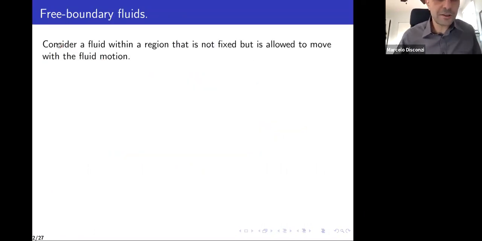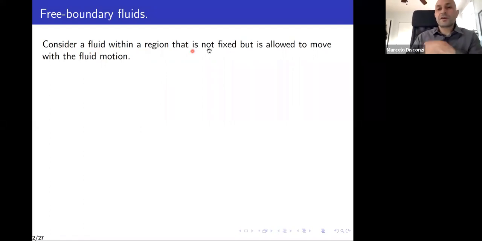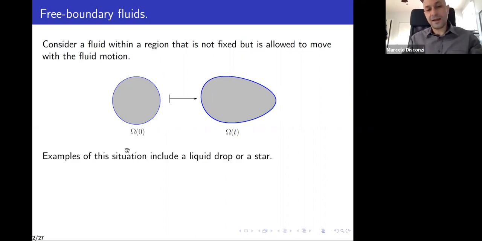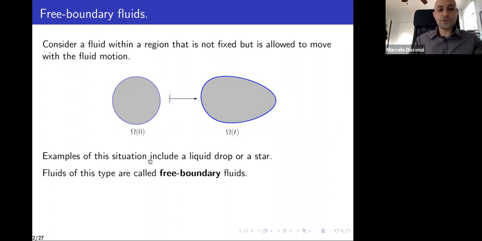So let's consider a fluid in a region that's not fixed, but is a region that can move with the fluid motion. So the picture is something like this. At time zero, we have a region containing a fluid. And as the fluid moves, it deforms the region that contains it. So at time t, the region looks different, something like this. Examples of this situation would be, for example, a liquid drop or a star. And fluids of this type, where the region moves with the fluid, are called free boundary fluids.